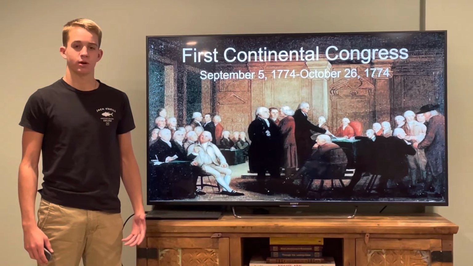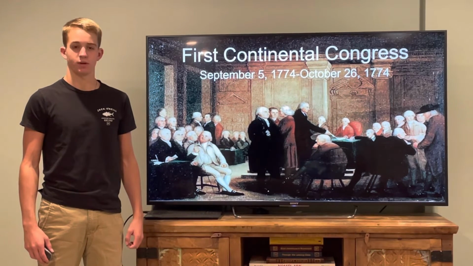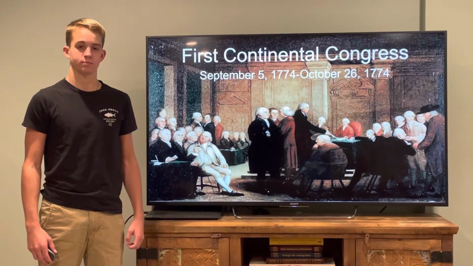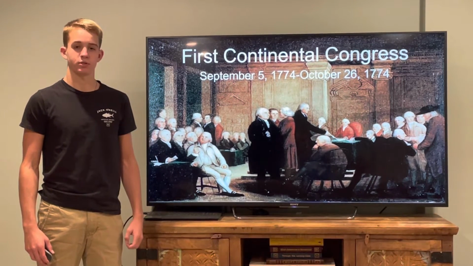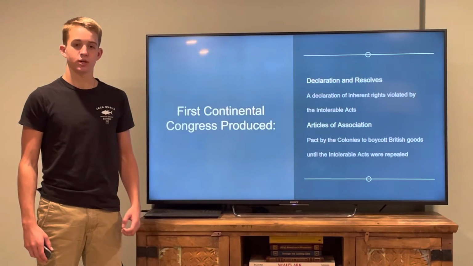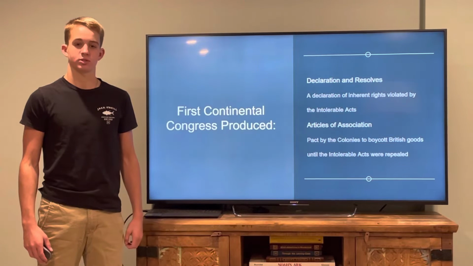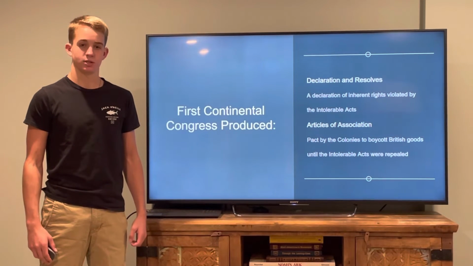The First Continental Congress met on September 5, 1774, in Philadelphia, Pennsylvania, to discuss the Intolerable Acts. 56 delegates and representatives from 12 of the 13 colonies attended the First Continental Congress. The First Continental Congress produced two documents, the Declaration and Resolves, and the Articles of Association.